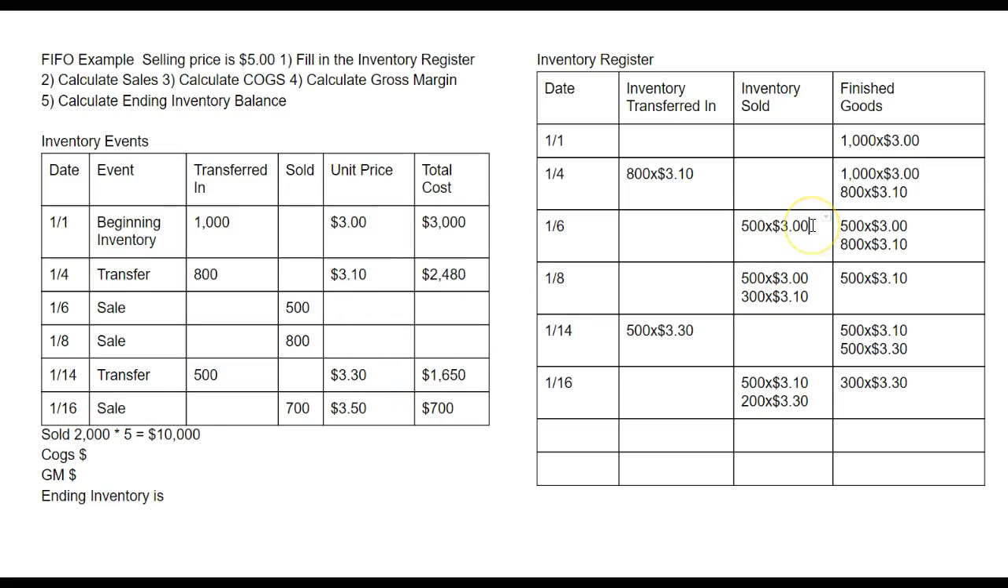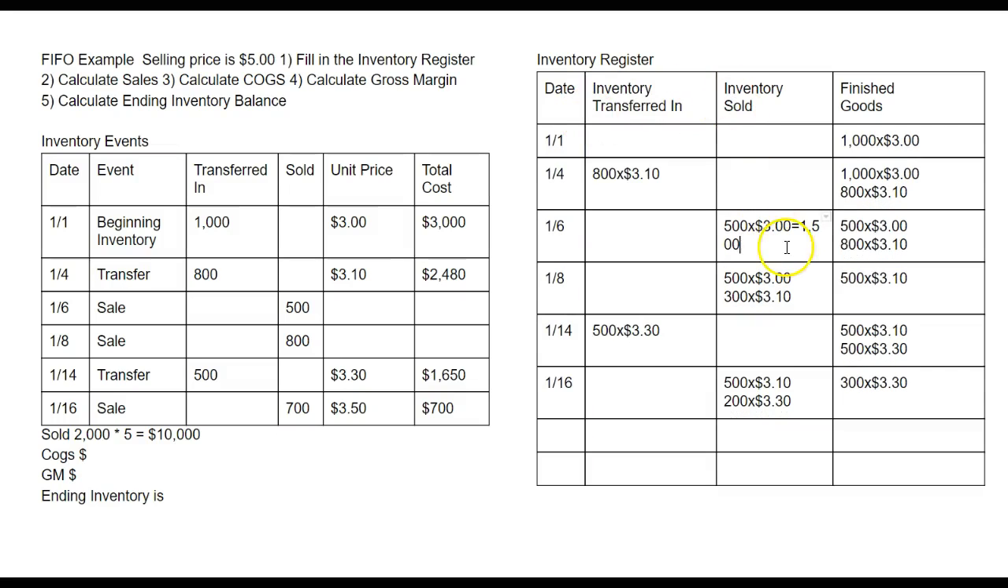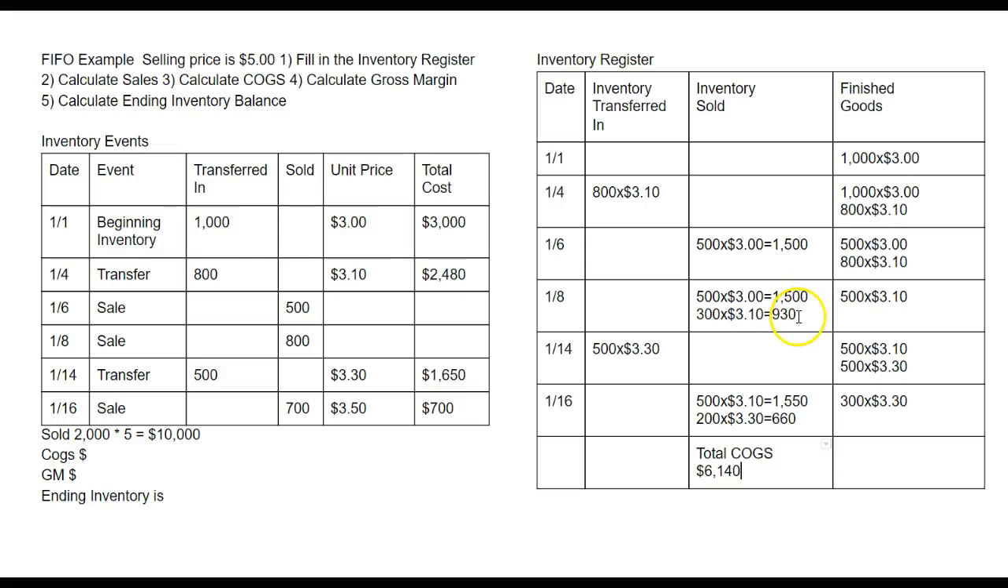So for COGS now, we need to calculate all of these here. So we're going to have 1,500 here. I'm just going to stretch the table here so it fits a little bit better. Might look funky here for a second. We'll pull that date column in. Okay. So there's our 1,500, and then 500 times 3 is $1,500, and then 300 times 3.10. We're going to have to get out the calculator to calculate the following one. So I'm just going to fill them in here in a second. So I get 930 there. I get 1,550 here, and then $660 there.